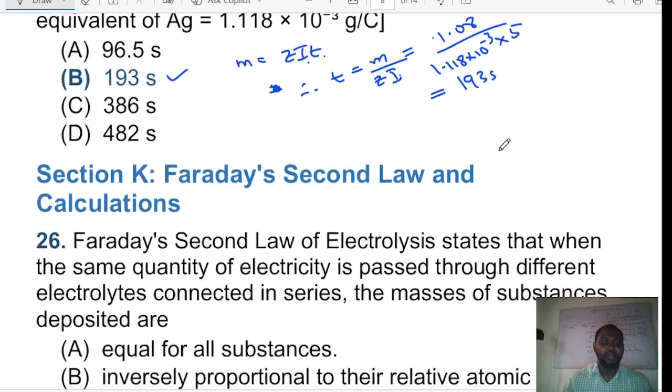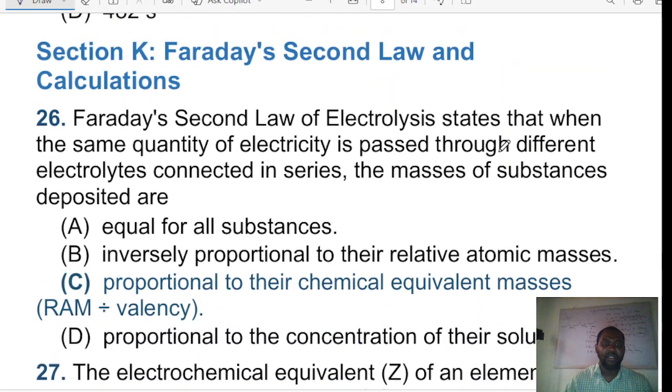Okay. So then the next one says Faraday's second law of electrolysis states that when the same quantity of electricity is passed through different electrolytes connected in series, the masses of substances deposited are proportional to their chemical equivalent masses. Okay, so C is the answer.